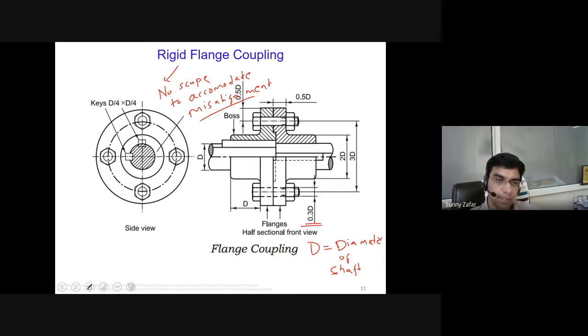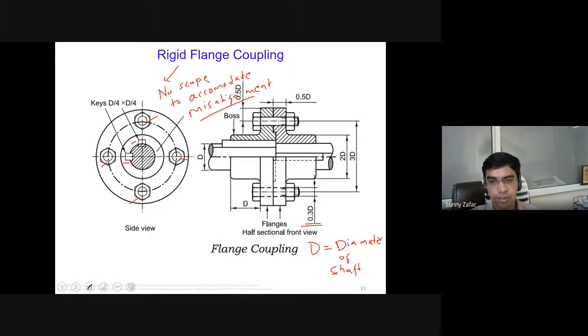And in this case, generally there are two keys used here, key 1 and key 2, which are perpendicular to each other at 90 degrees. And again, the number of bolts: here it is shown as 4, but it can be 6 or 8 depending on the shaft diameter again.